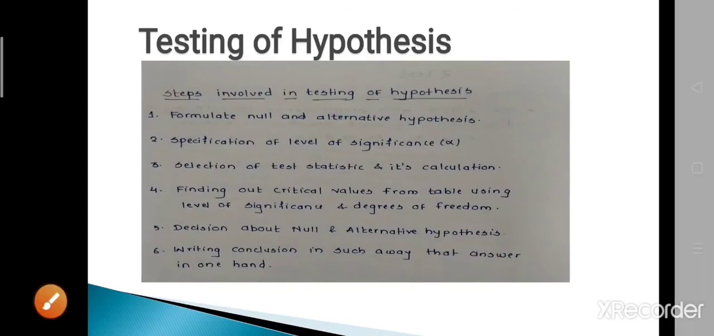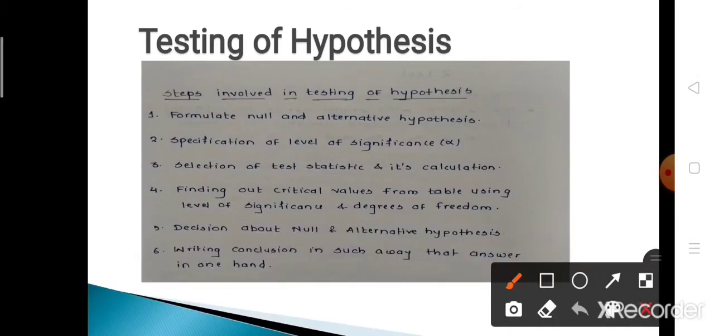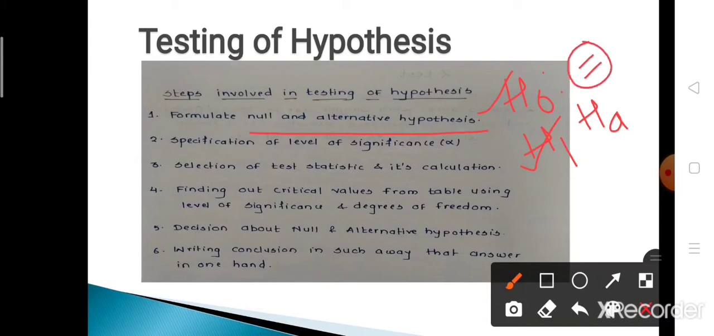So the first step is to formulate the null and alternative hypothesis. Null hypothesis is denoted by H0 and alternative hypothesis is denoted by H1 or HA. So the first step in the testing of hypothesis is to define the H0 and H1. What is H0? H0 is the null hypothesis, that is the no difference hypothesis. If there is equality in the condition in the statement, then that hypothesis is called the null hypothesis.